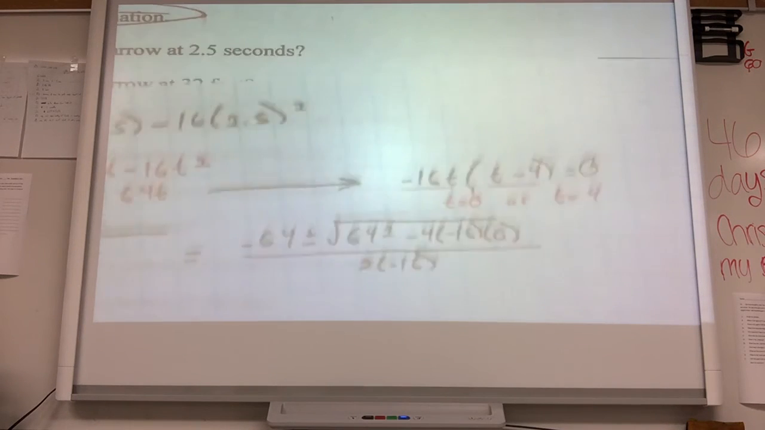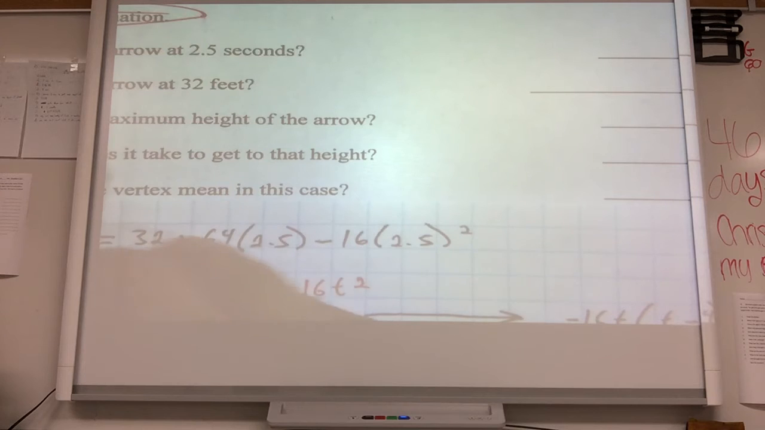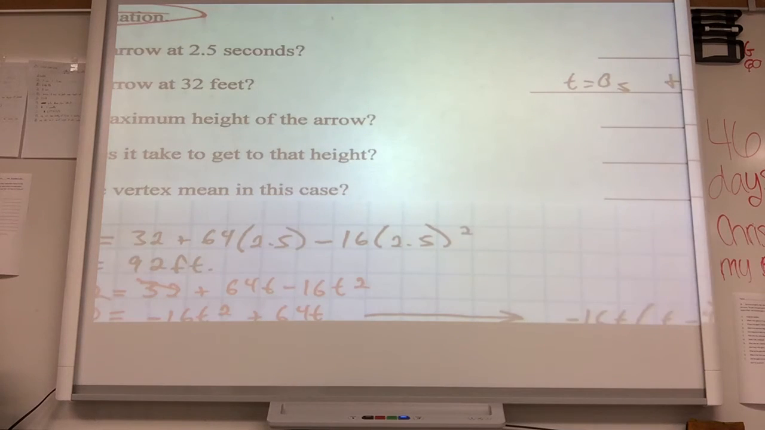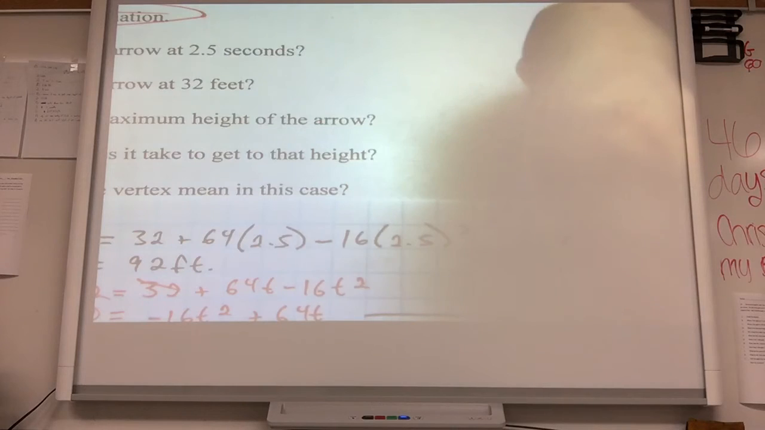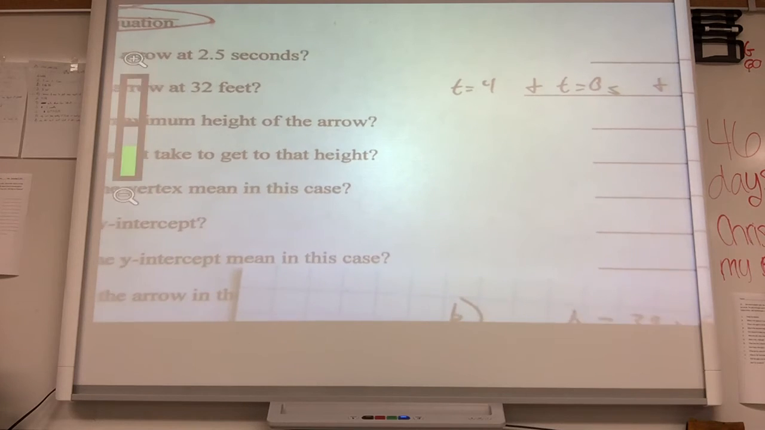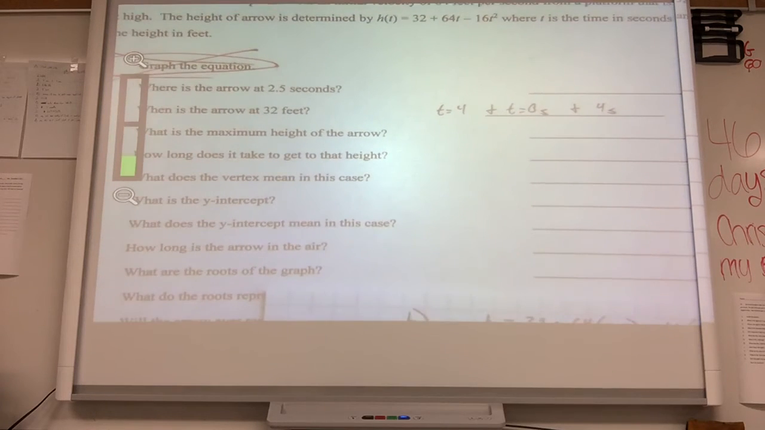And again, I just want to emphasize it always works. So when is the arrow 32 feet? It's 32 feet at t equals 0 seconds and 4 seconds. Oops. T equals 0 and t equals 4. Okay. So let me zoom back out real quick. All right, let's keep going through this thing.